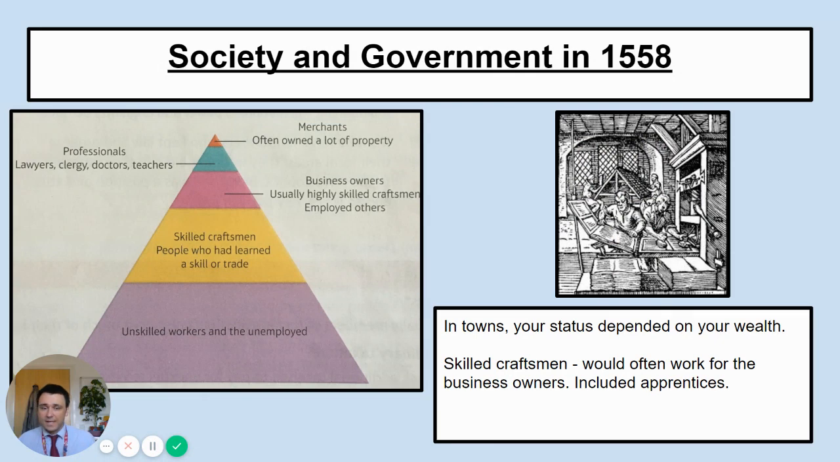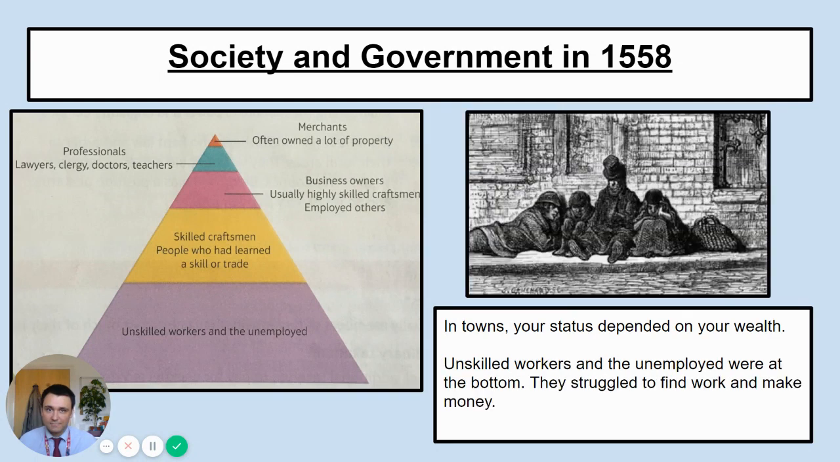Next, we've got skilled craftsmen. These would work for business owners. These would include things like apprentices as well, really young workers. So people who could actually make things were employed to do that in the towns.